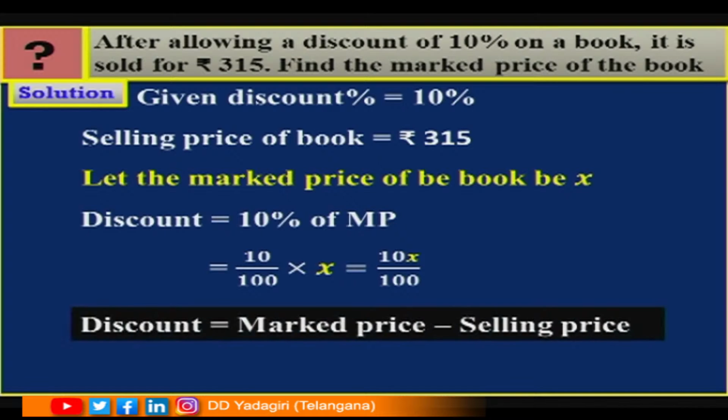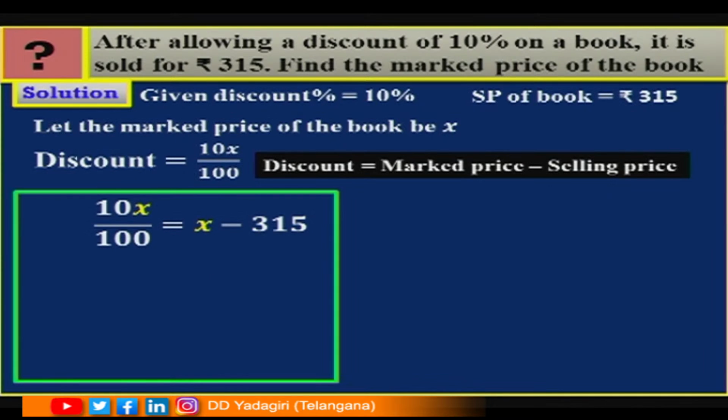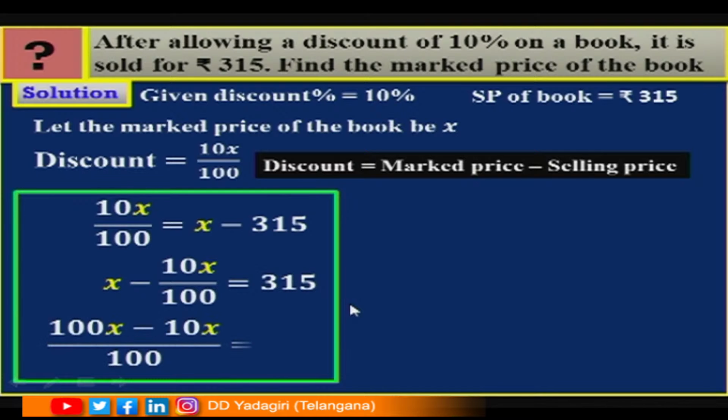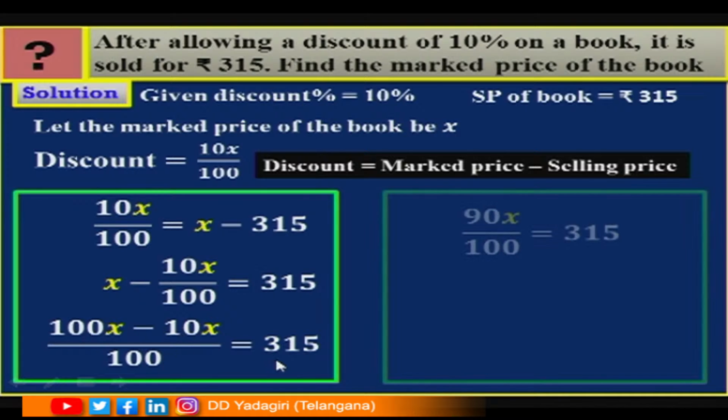Now, recall the formula to find discount, children. It is given by discount equal to marked price minus selling price. Now, let us substitute the values. So, discount is 10x by 100, that is equal to marked price x minus the selling price 315 rupees. Now, x minus 10x by 100 will be 315. So, on transformation we get this step. Now, let us take LCM on LHS. So, we get (100x minus 10x) by 100 is 315. So, children, on subtracting these two we get 90x by 100, that is equal to 315.